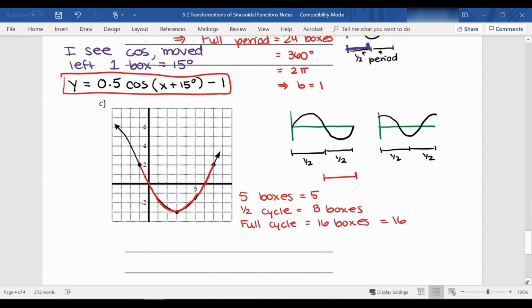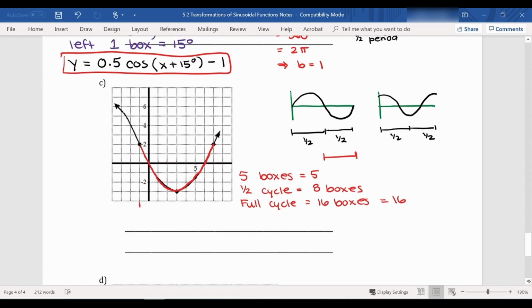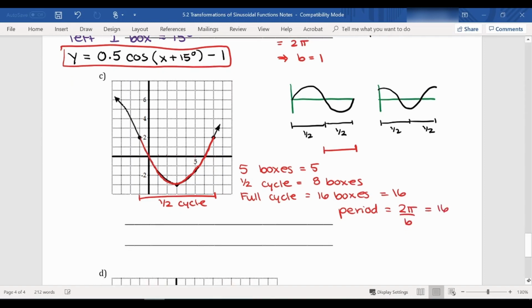Okay, this is going to help us find, so this here is a half cycle. And this is going to help us find our b value. So we know that our period is supposed to be 2 pi over b. For us, this is equal to 16. So I need to find b. So what I would choose to do is multiply both sides by b and then divide by 16.